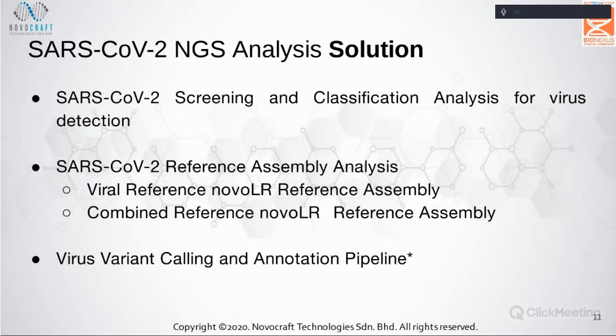For SARS-CoV-2 analysis, the first pipeline is for virus screening and classification analysis. The second pipeline is for the virus reference assembly. Users can choose to use virus or human plus virus as the reference genome for the assembly process. Another pipeline that is currently being optimized is the virus variant calling and annotation pipeline, which will be made available soon in novoWorx. Users can run the bioinformatic analysis without having to deal with complex algorithms, thanks to this automated analysis.